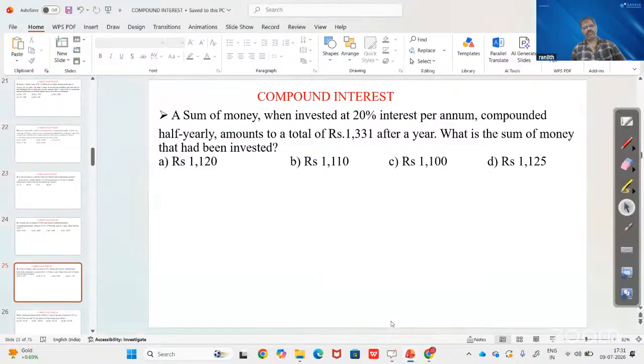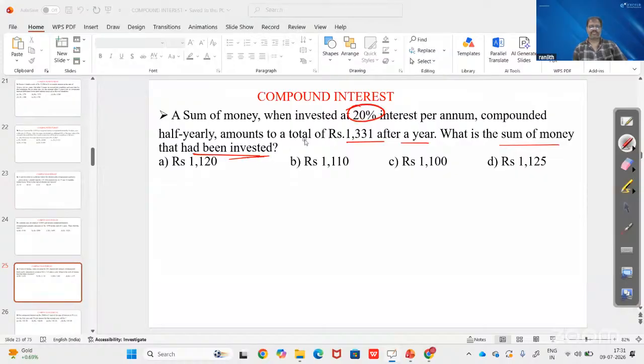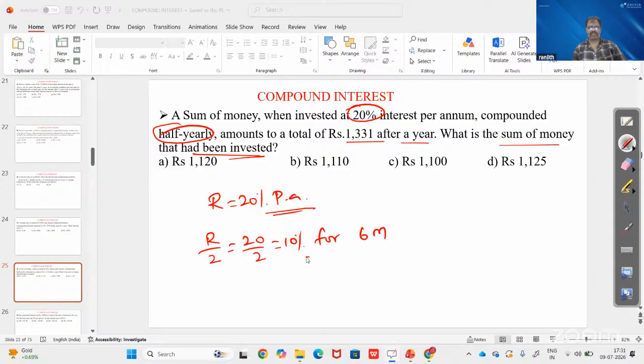A sum of money when invested at 20 percentage interest per annum compounded half-yearly amounts to a total amount of 1331 after a year. What is the sum of money that had been invested? What is the rate of interest given? 20 percentage per annum, but here it is compounded half-yearly. Half-yearly means R by 2. R by 2 equals 20 by 2 equals 10% for 6 months. We know R equals 10 percentage per 6 months.